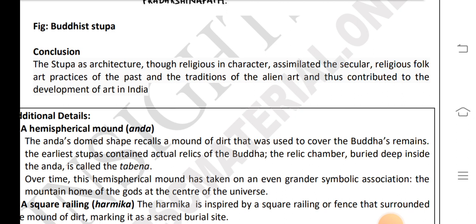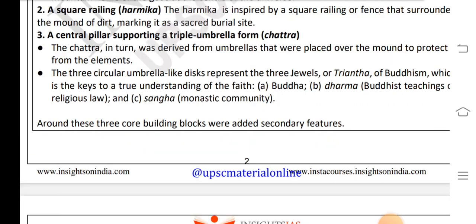Architectural features: Anda, Medhi, Vedika, Pradakshina Patha, Harmika, Yakshi and Torana. Buddhist stupas. Conclusion. The stupas as architecture, through the religion in character, assimilated the secular and religious.